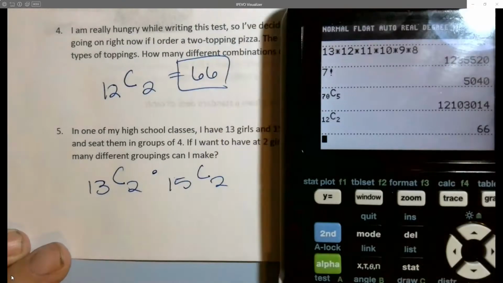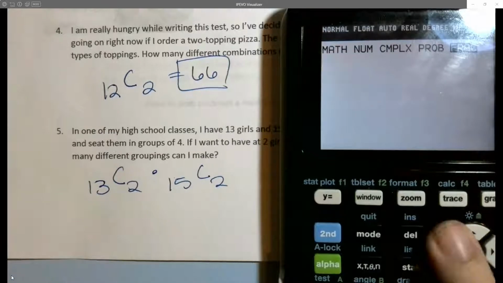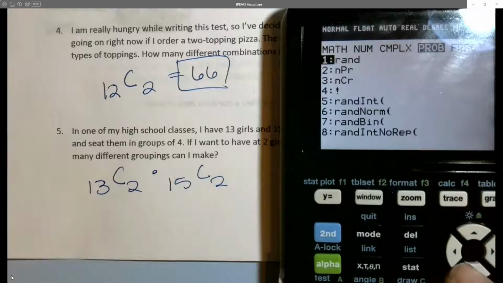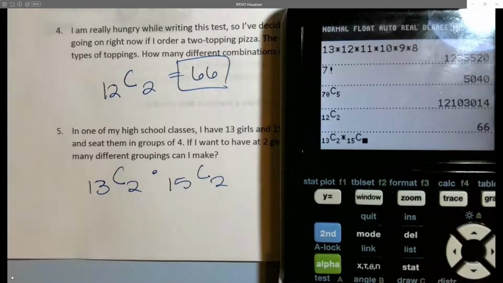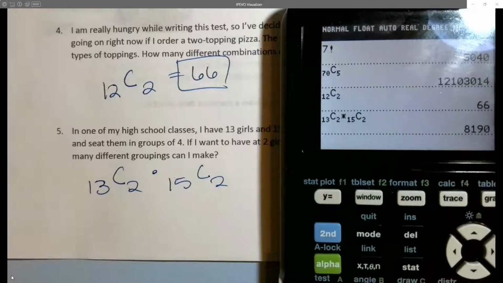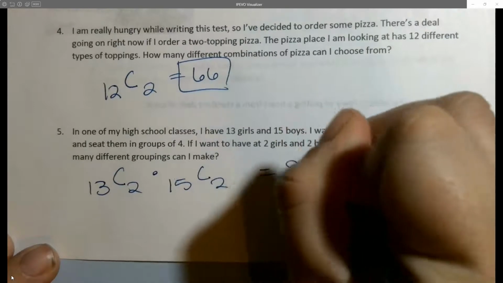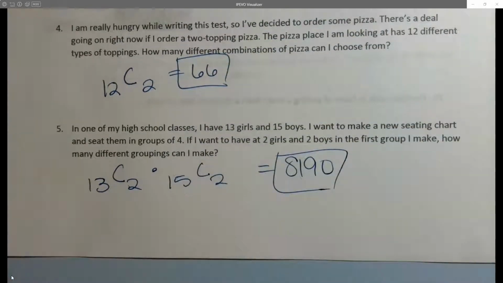So I am going to do 13 choose 2. On a newer TI-84, I will need to arrow over and do the multiplication sign. If I was on an older one, I could just type the multiplication sign. Then I'm going to do 15 nCr 2. And this gives me 8,190. That's how many different possible combinations I can make with those sets of students.